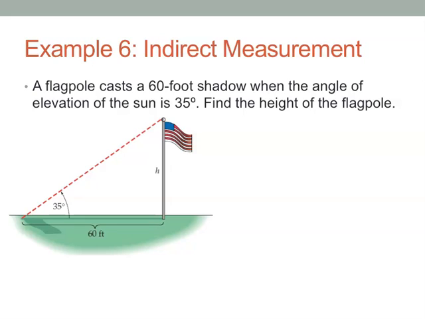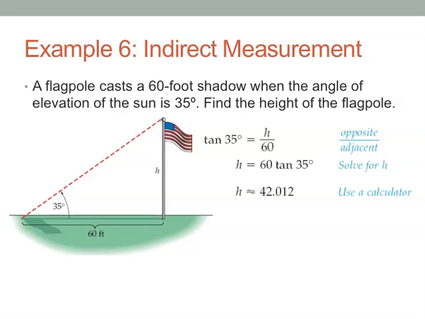So take a look at the information you have. Across from the 35-degree angle is h, and adjacent to it is the 60-foot shadow. So it looks like here that we want to use our tangent ratio. So tangent of 35 degrees is equal to h over 60. Now we get h by itself, multiply both sides by 60, and this comes out to be about 42 feet. So the flagpole is about 42 feet high.